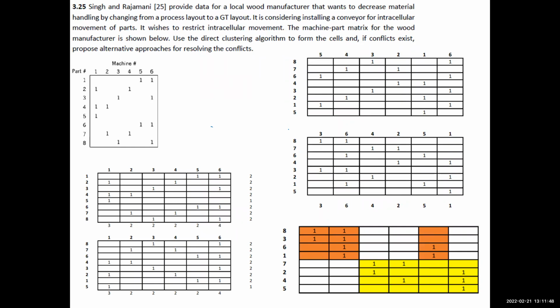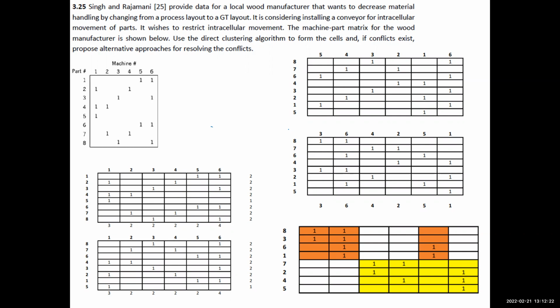direct clustering algorithm. Here we have data for a local wood manufacturer that wants to decrease material handling by changing from a process layout to a GT layout. It's considering installing a conveyor for intracellular movement of parts. It wishes to restrict intercellular movement. The machine part matrix for the wood manufacturer is shown below. Use the direct clustering algorithm to form the cells. If conflict exists, propose alternative approaches for resolving the conflict.